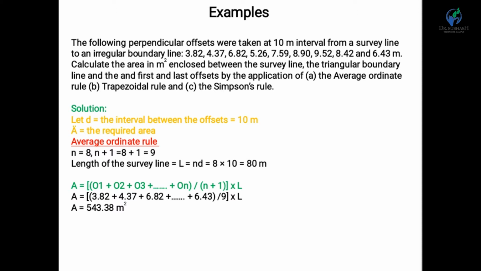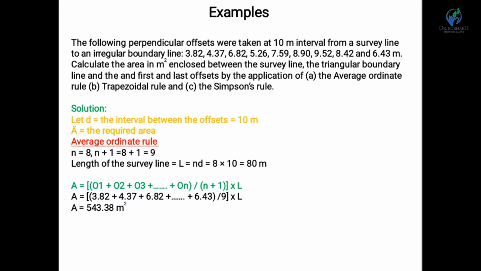In that example, the given data is that the interval is 10 meters from the survey line to an irregular boundary line. Some different ordinates for the baseline and offsets have been given. Now we have to calculate the area in square meters enclosed by the survey line.